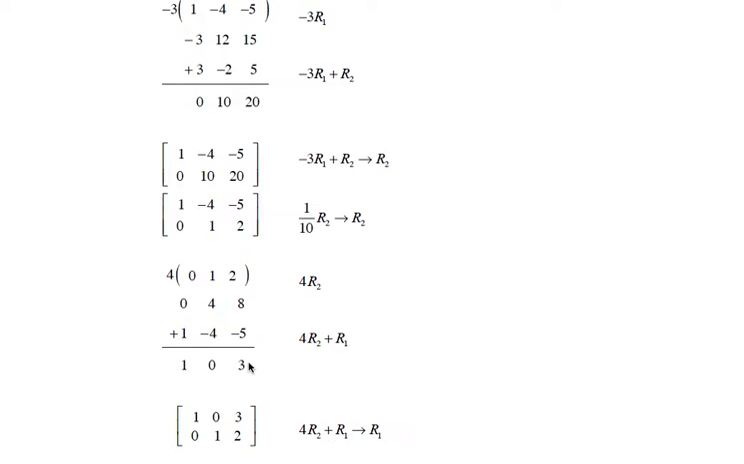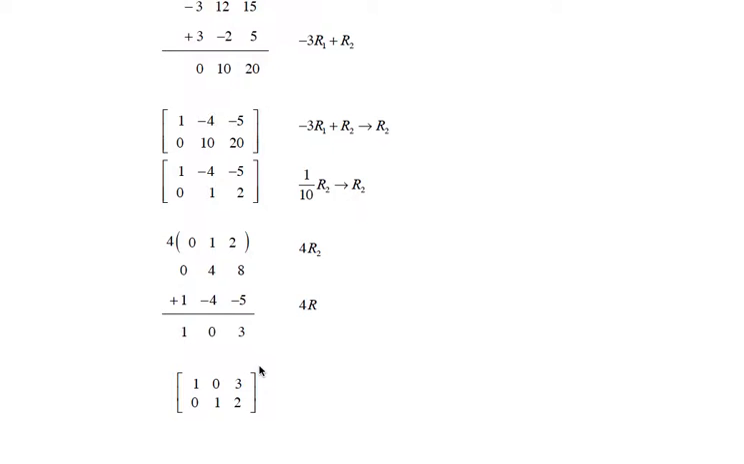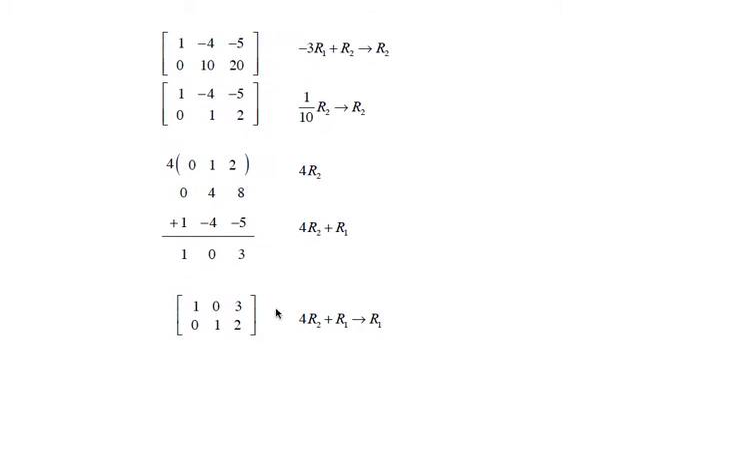And so I have a new row 1, so I'm going to place that in row 1, and so this is the notation for that set of operations. 4 times row 2 plus row 1 becomes my new row 1. And so now you can see that in matrix form I have the same solution to the system that I had when I used substitution and elimination.